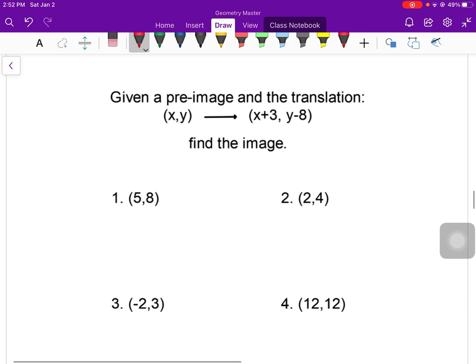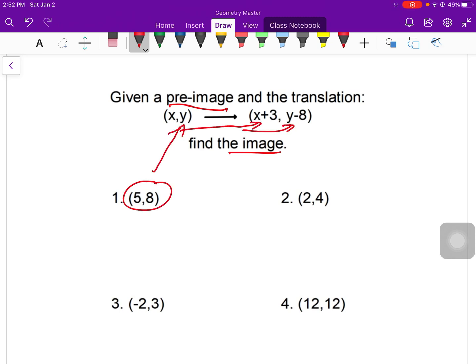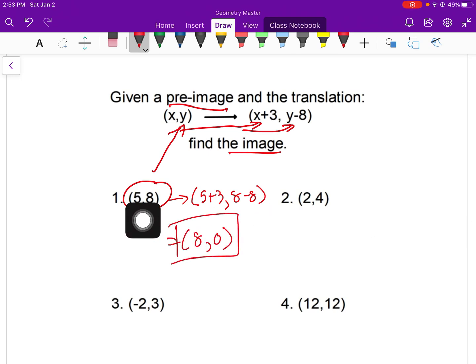All right, so if we are given the pre-image and we want to find the image, we just take the number we are given and place it in for x and for y. So (5, 8) goes to (5 plus 3, 8 minus 8), which is (8, 0) for your final answer for number 1. You take the x value, which is first, and add 3 to it.